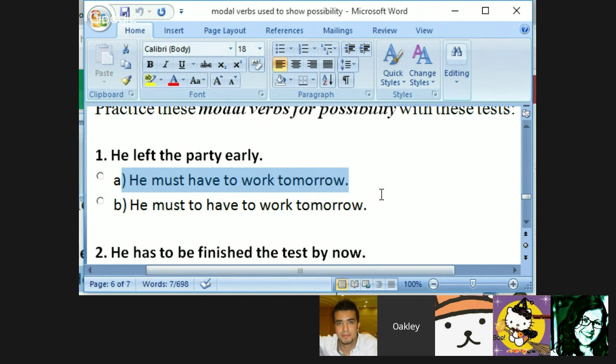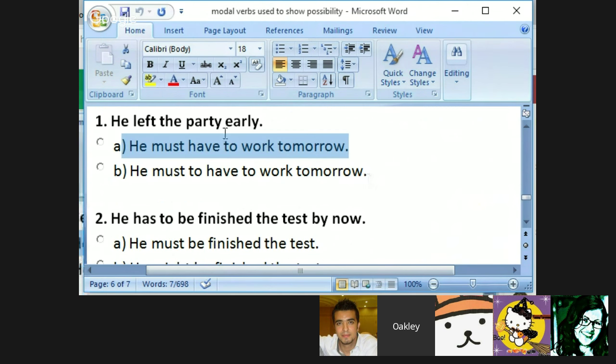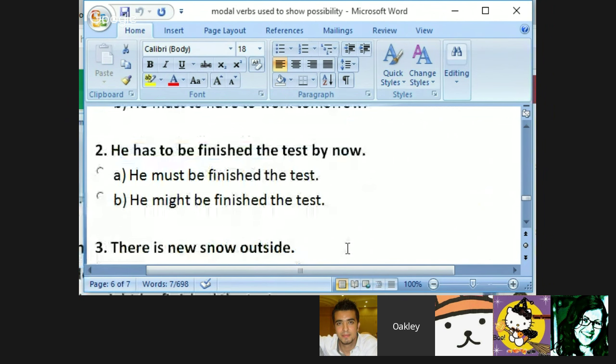And obviously we're talking about the future. That's a very interesting example there. A little odd.